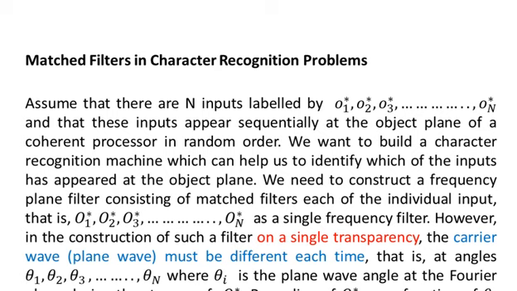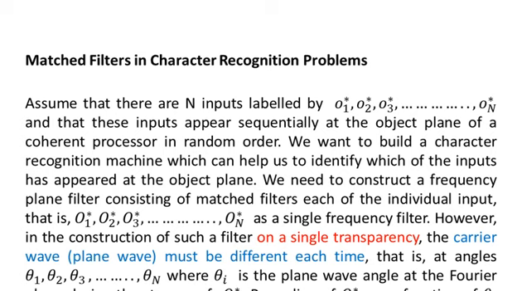and these inputs appear sequentially at the object plane of a coherent processor in random order. So you see that we are placing one input at a time. So a single input will appear at one time. Once this input is processed, then you know that the second input can be placed. So the order could be in order or maybe out of order, but you know that we can place these n inputs.